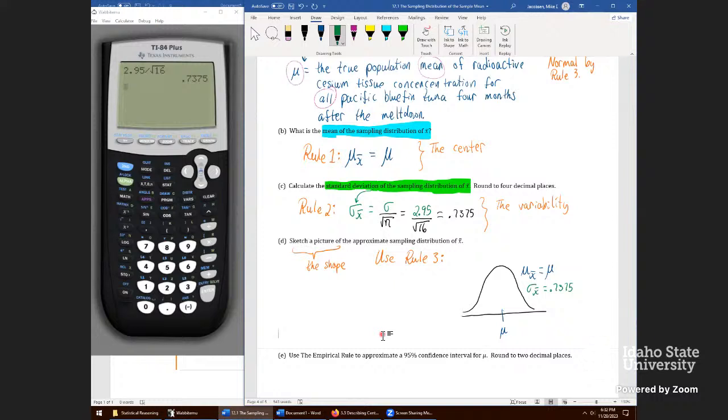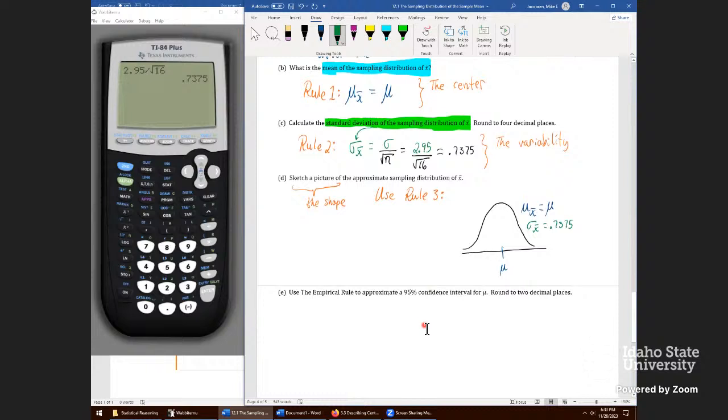Okay, now this is the fun part. We're going to use the empirical rule to approximate a 95% confidence interval for mu, rounded to 2 decimal places. So finally, we're calculating the confidence interval. And this is the portion where we're doing this about how they would have done it historically. So the formula we will use only in 12.1, we're going to make a slight modification to make it a better formula, is this one.